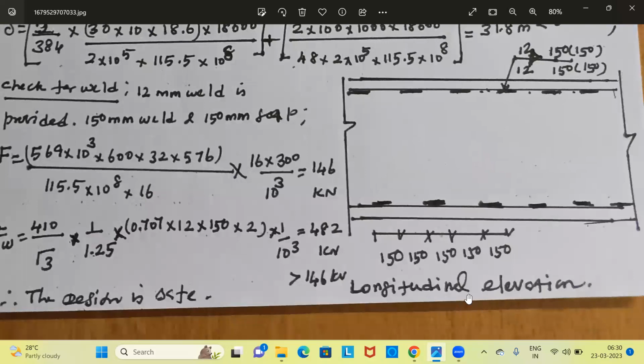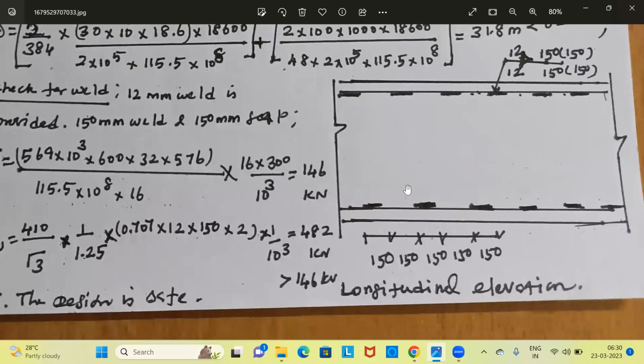So the longitudinal elevation is this. This is the flange plate. This is the web plate. And this is the weld detail. 12 mm is the size of the weld. 150 mm is the length of each weld strip. The gap between the two weld strips is also 150 mm. This is not drawn to scale.